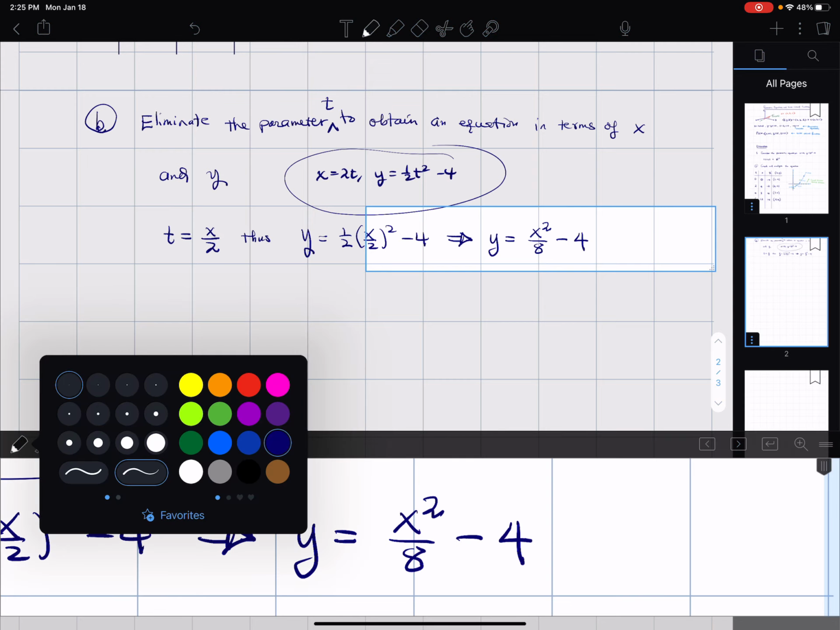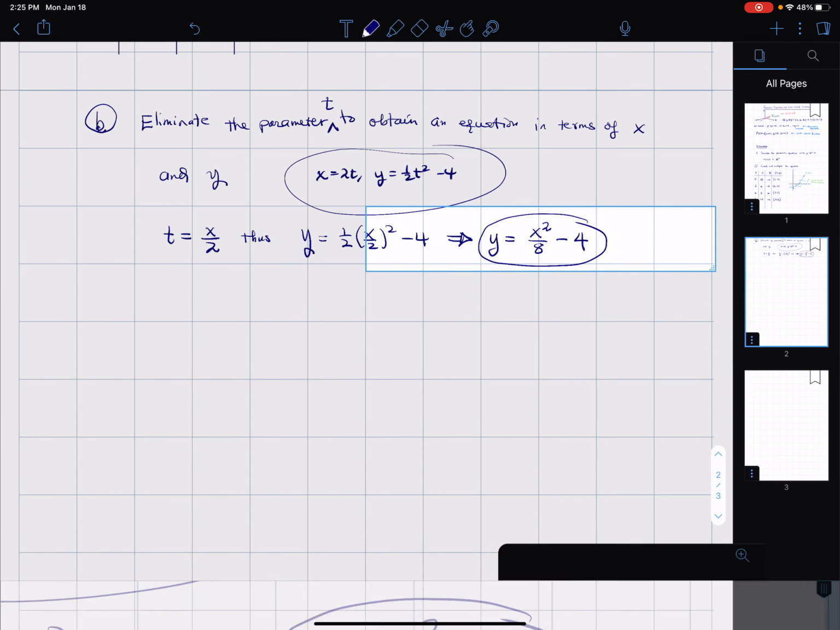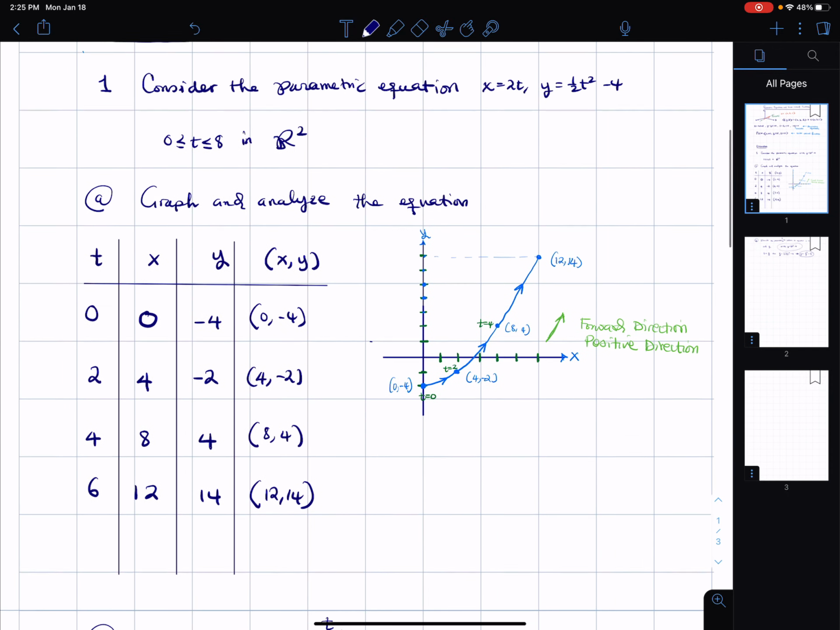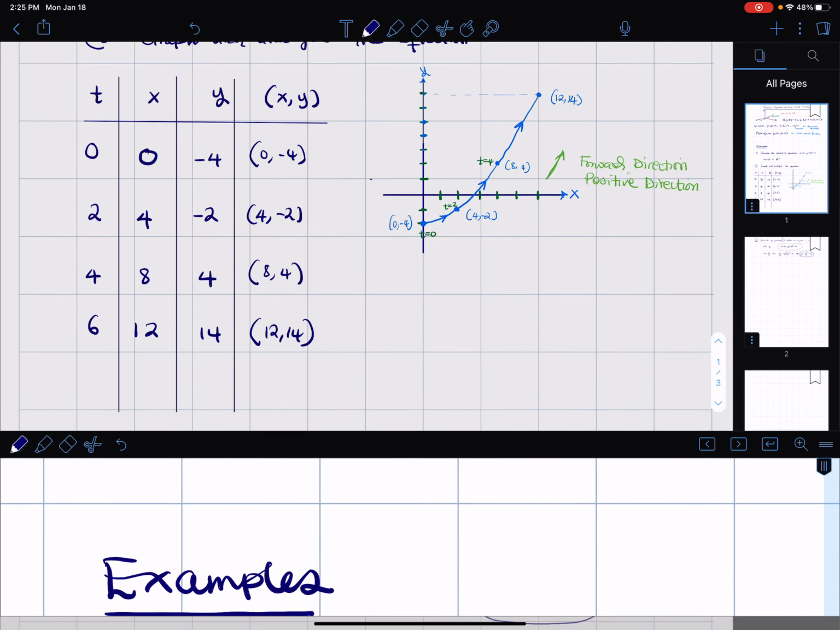So this is our equation. We've managed to eliminate the parameter t. So that's our answer right there for this problem. Now, what is this? This looks like a parabola.